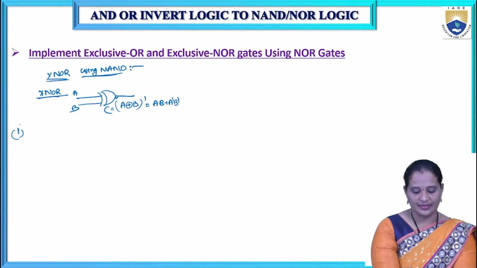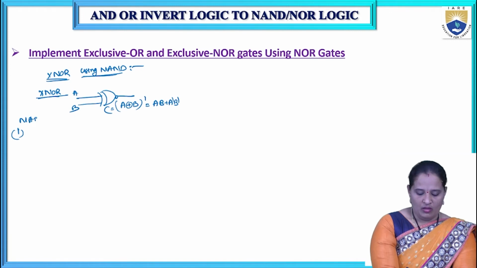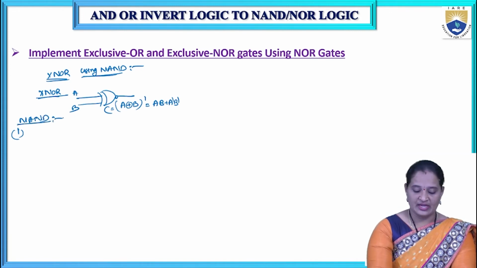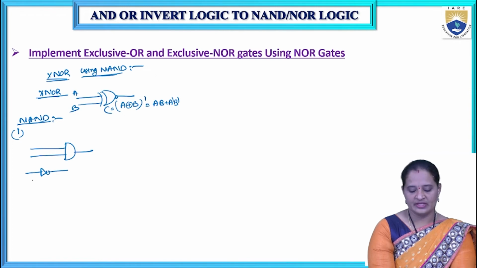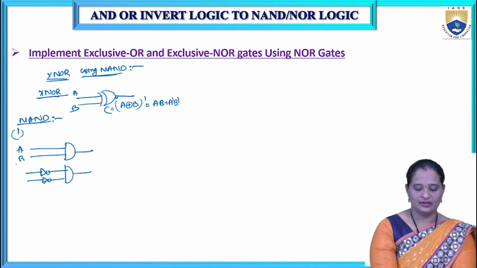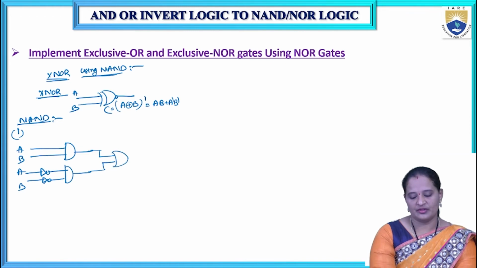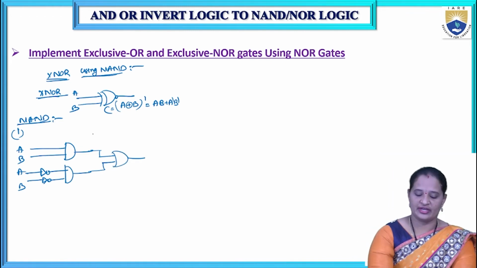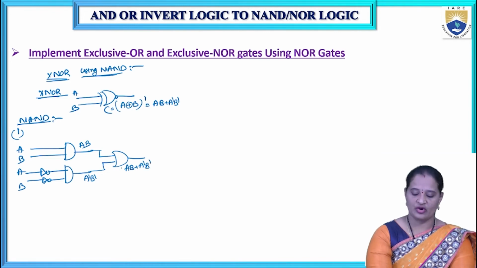Now the first step, using NAND implementation: draw the AOI logic. What is the AOI logic? This is the AOI logic for the implementation of the XNOR gate. So this is AB and this is A bar B bar. So what is the output? AB plus A bar B bar. This is the exclusive NOR gate.